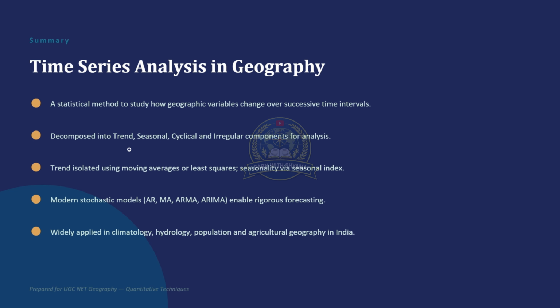Time series analysis in geography is a statistical method to study how geographic variables change over successive time intervals, decomposed into trend, seasonal, cyclical and irregular components for analysis. Trend is isolated using moving average or least square, seasonality via seasonal index. Modern stochastic models like ARIMA enable rigorous forecasting, widely applied in climatology, hydrology, population and agricultural geography in India.